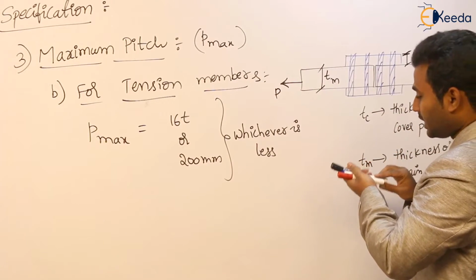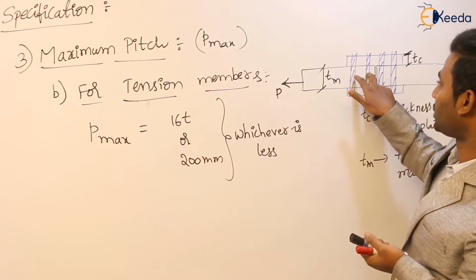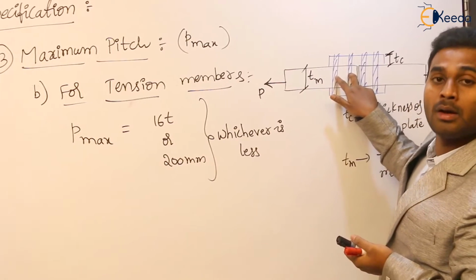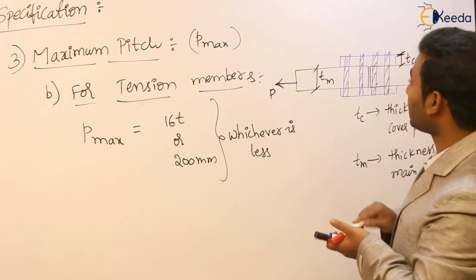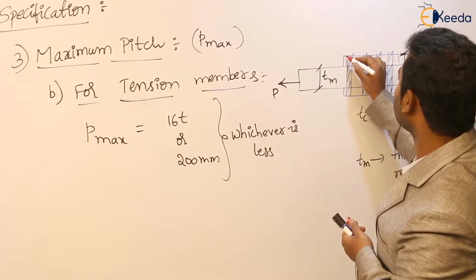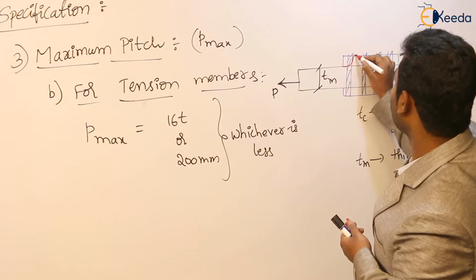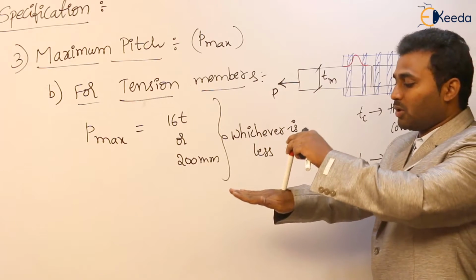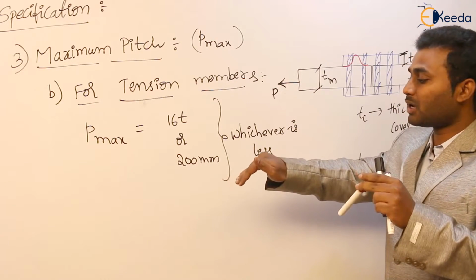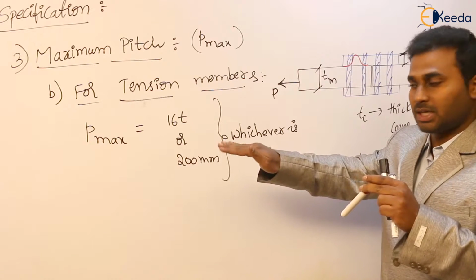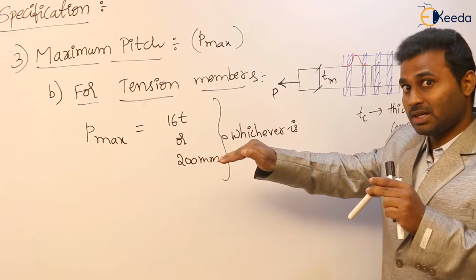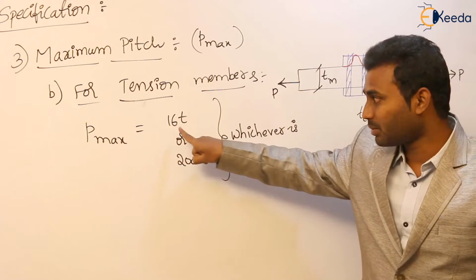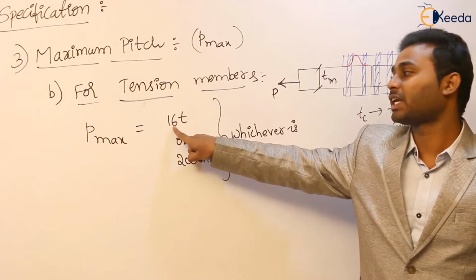In that case, if you provide more pitch between the two rivet or bolt holes, then there is a chance for this member to buckle. So this is the member, here one bolt and here one bolt, and there is a chance for it to buckle like this. Agree or not? Because of that, for the compression member it is 12T, but for the tension member it is 16T.